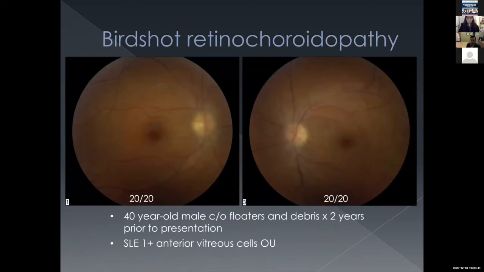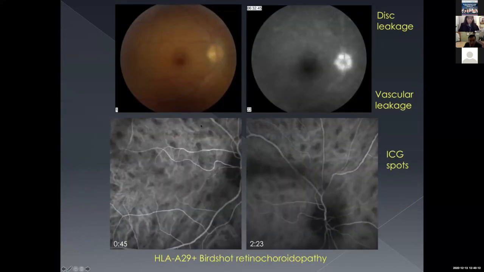He was a 40-year-old male patient who complained of floaters and debris for 2 years prior to presentation. He had 1+ anterior vitreous cell in both eyes. And this is what we see sometimes, that oftentimes these patients will have had symptoms for quite a long period of time. He had been variably diagnosed with retinal tears and other findings. Those findings were subtle initially, but essentially got worse over time with worsening inflammation. Again, you can see that there is some subtle optic disc edema as well.